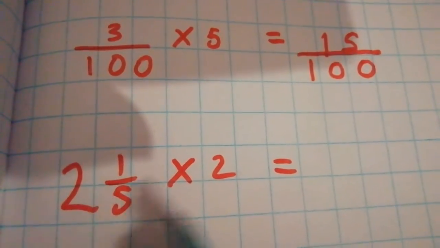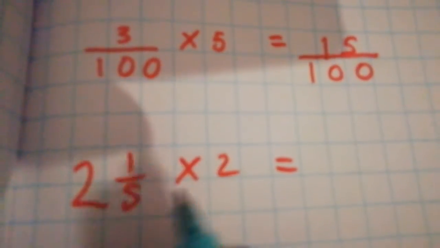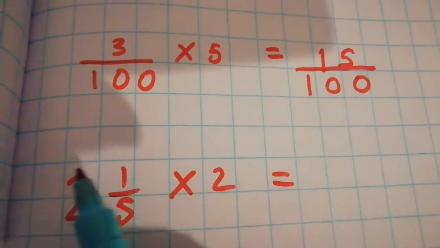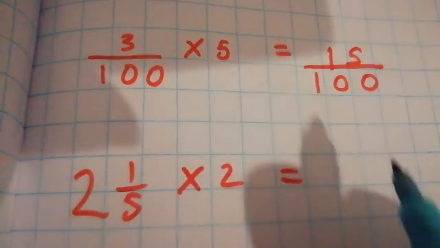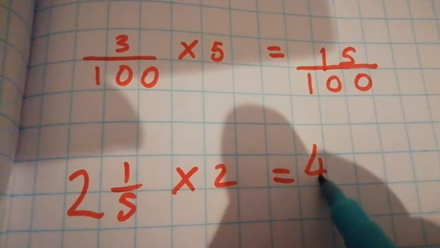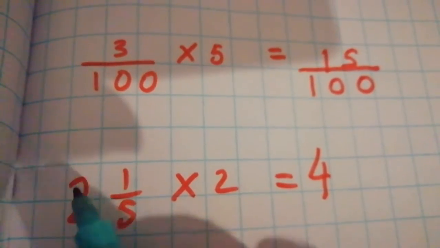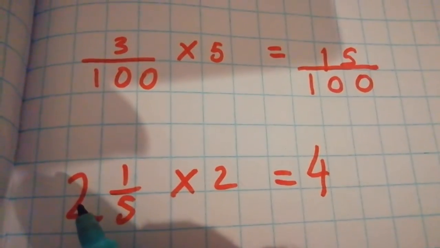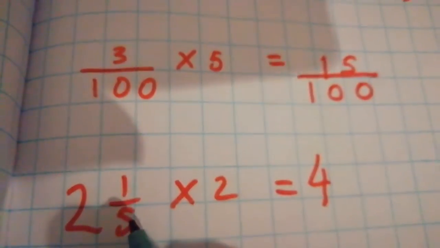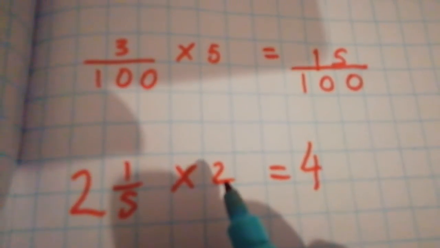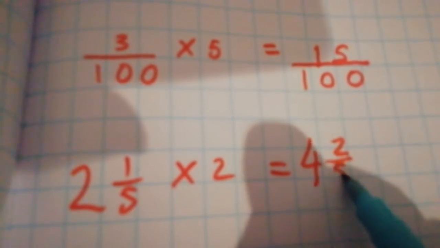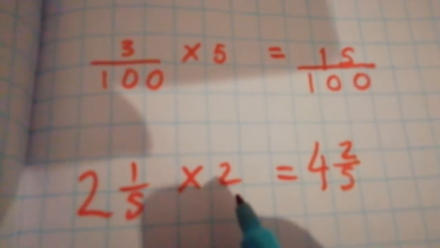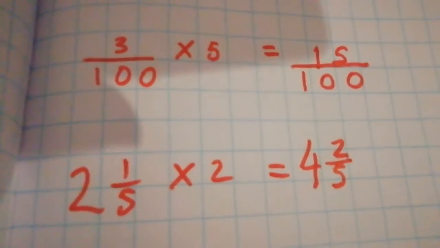And year 5s, this is really up your street. 2 1/5. We've got a mixed number. Watch out. 2 1/5 multiplied by 2. Let's take these parts separately. What's the 2 times 2? 2 times 2 is going to be 4 whole ones. We've done the whole numbers part of the mixed number. Let's do the fraction part now. 1/5 times 2. Yes, that's right. It turns into 2/5. So 2 1/5 multiplied by 2 makes 4 2/5.